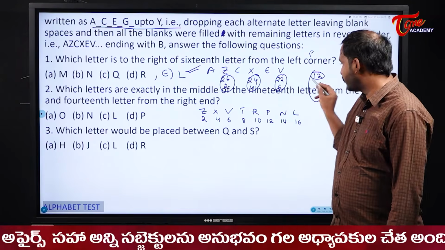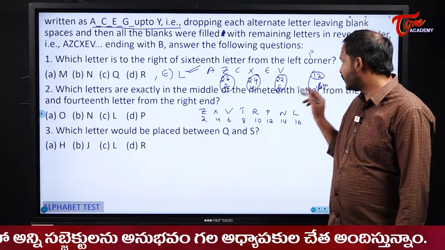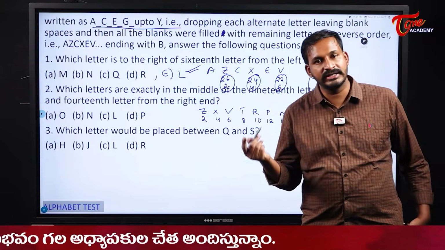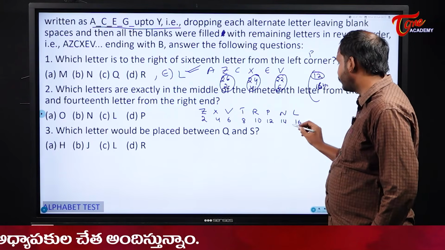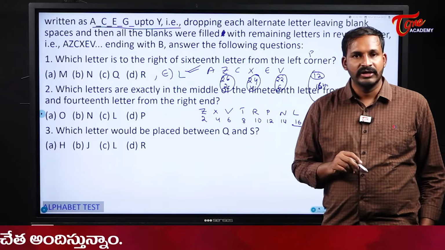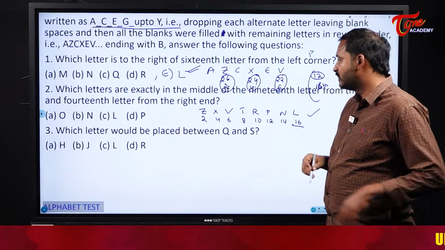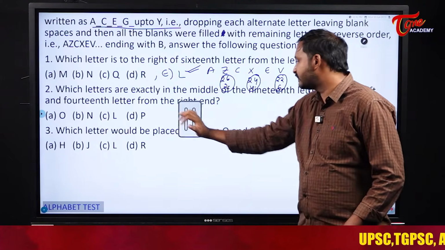Why? Because sum is becoming what? 28. Sum is becoming 28. So I want 16th one, right? To become the sum 28, what is it? 12. So what is the 12th alphabet for me? L. So L is the 12th alphabet if they are written in reverse order. Okay, understood. Now see the next question.